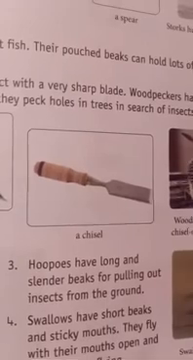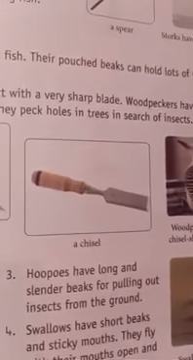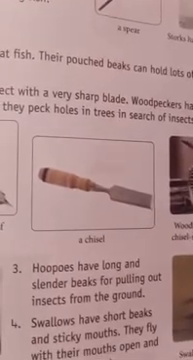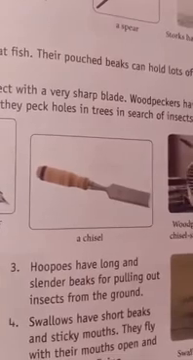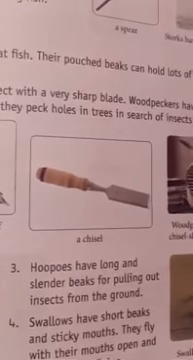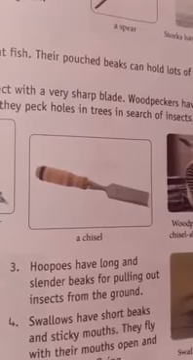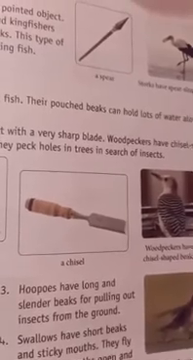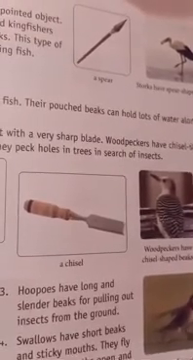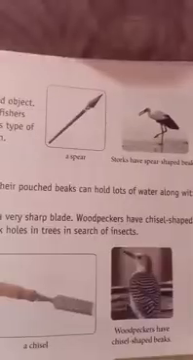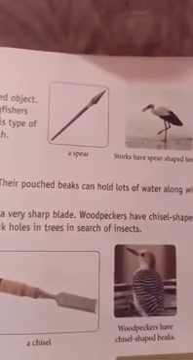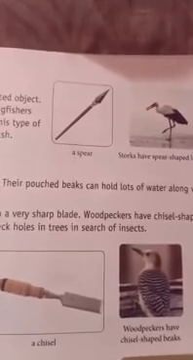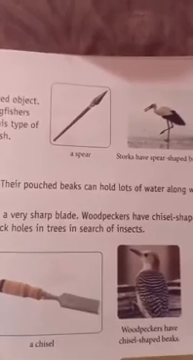Okay, and this is a chisel. It is a material object which carpenters use in making something. This type of thing is used while doing carpentry work. Okay, so birds such as woodpeckers have chisel shaped beaks. Their mouth is like a chisel, and a bird like a woodpecker uses its beak in making a hole in a plant, okay, or in a big tree.